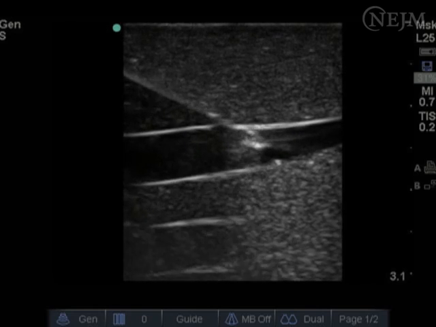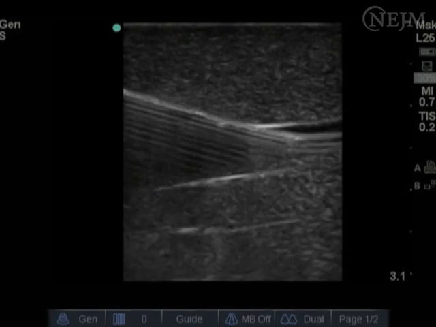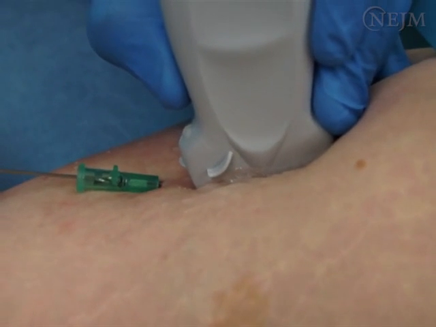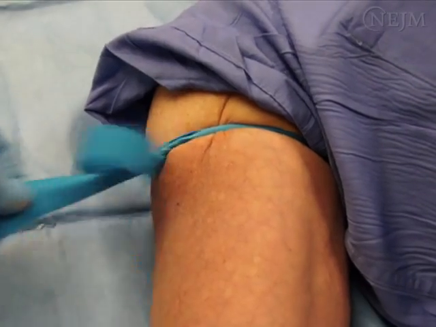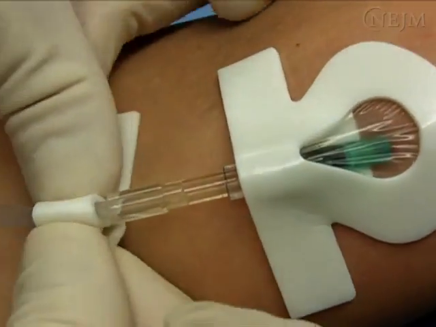Visualize the needle tip inside the vein. Hold the needle still, advance the catheter, and watch it slide into the vein. Remove the needle and place it into a sharps container. Remove the tourniquet. Anchor and flush the catheter as demonstrated previously.